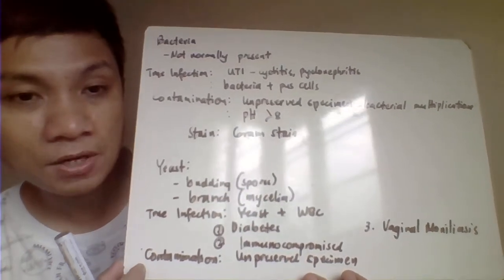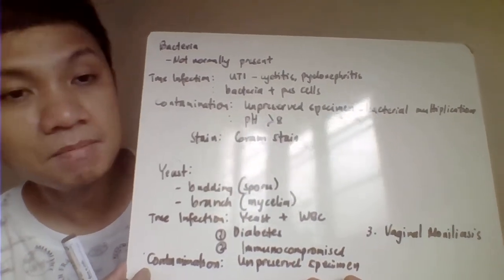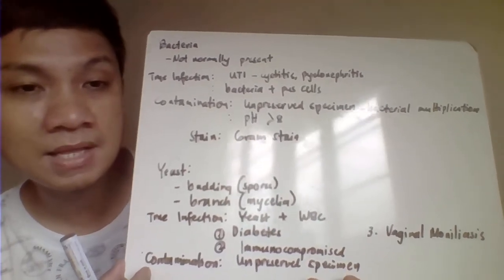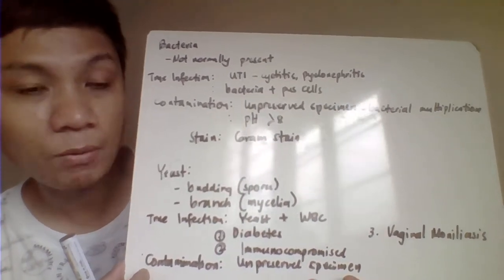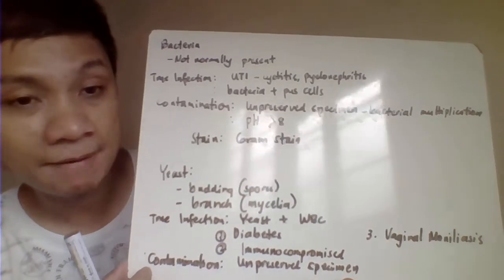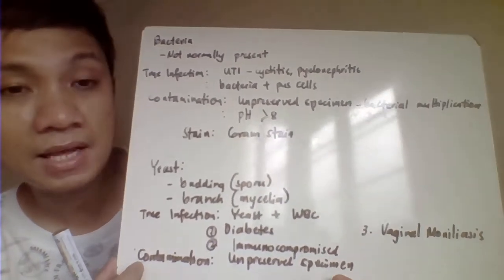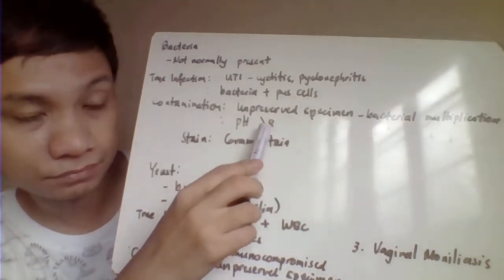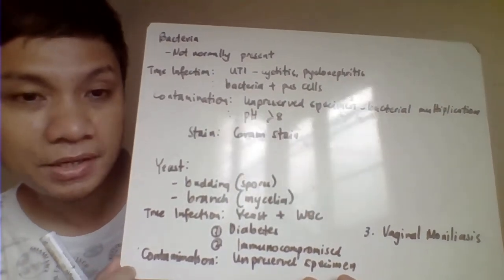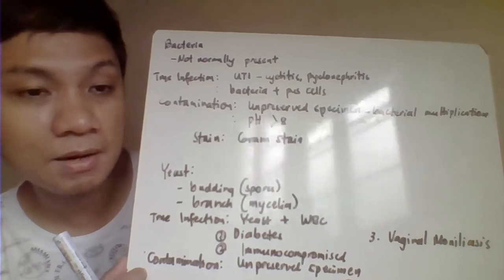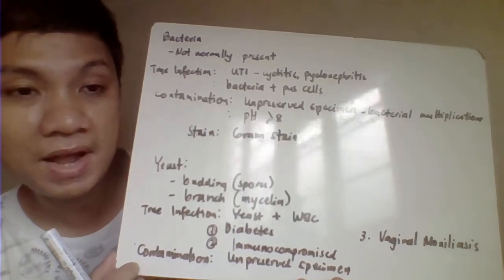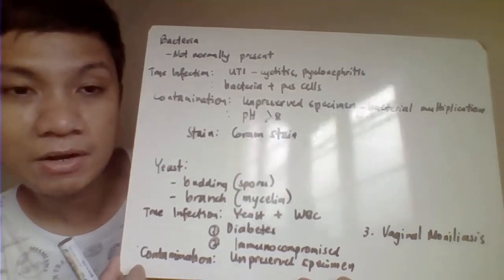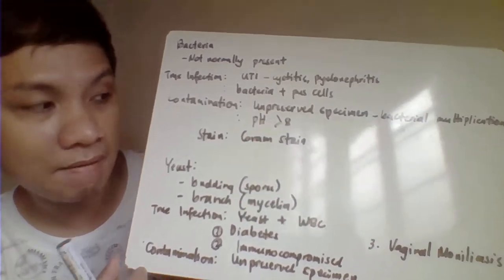So contamination because of an unpreserved specimen, not able to process or not able to deliver the specimen immediately to the laboratory, where the bacteria tend to multiply. You would be able to know that it is an unpreserved specimen by checking the pH. Again, if the pH is more than 8, then that means the specimen is unpreserved. That would signify that the specimen is unpreserved and would require the patient to recollect the sample.